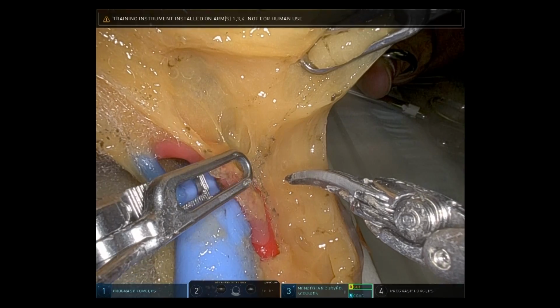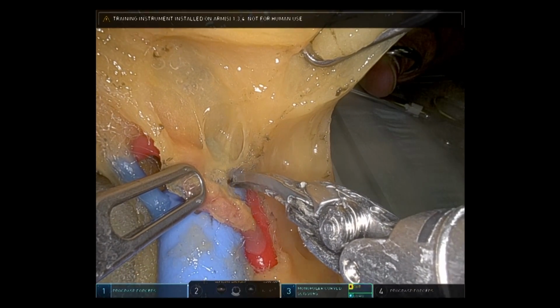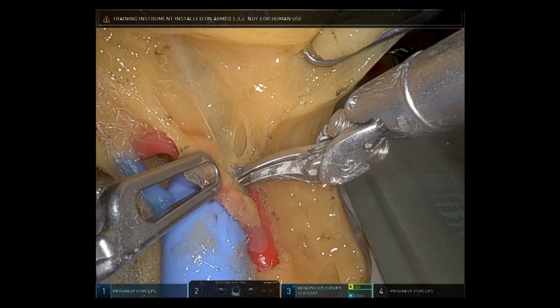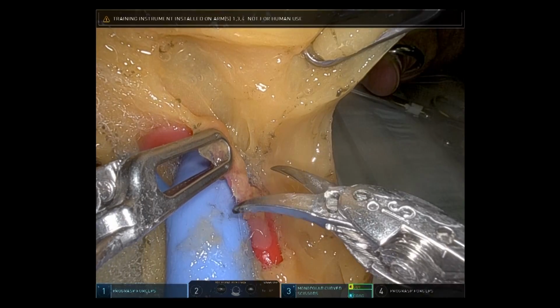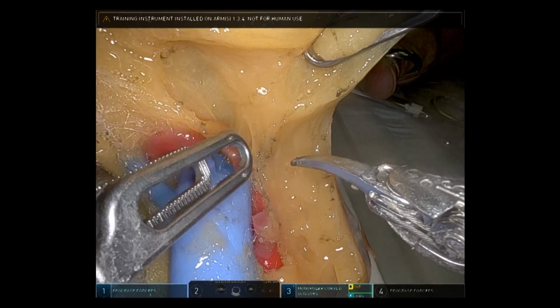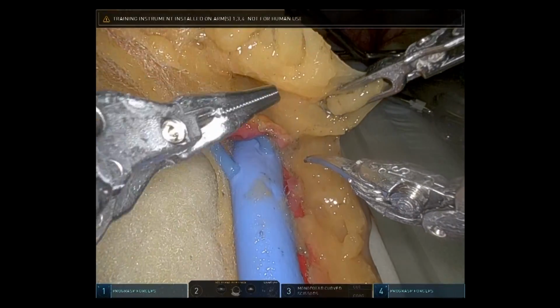In this demonstration, the MCA is divided at its root, but depending on training objectives, it is also possible to trace the MCA to its bifurcation, divide the RCV at its root, or continue mobilization of the mesentery as desired.